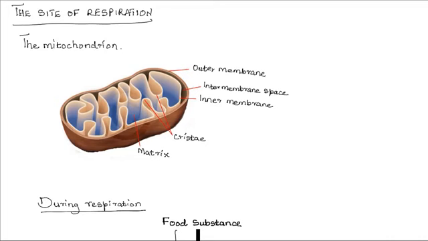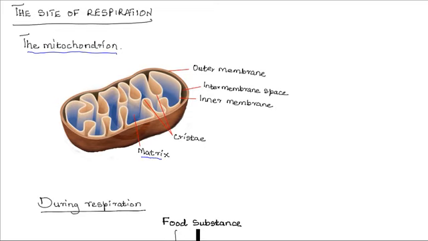The site of tissue respiration. Respiration takes place in mitochondria, singular mitochondrion. Mitochondria are small and rounded or rod-shaped organelles bound by a double membrane that enclosed a fluid matrix.